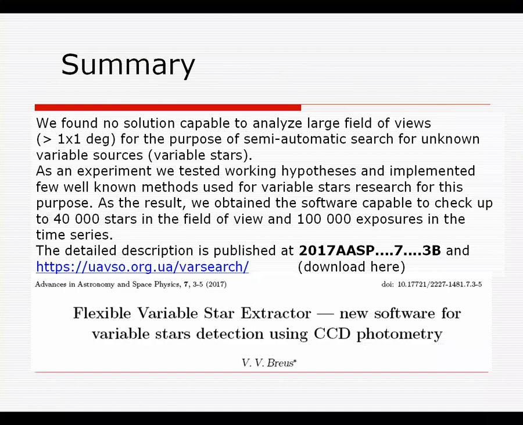And as an experiment, we tested working hypotheses and implemented some well-known methods used for research of variable stars for the purpose of the search of variable stars. As the result, we obtained the software capable to check up to 40,000 stars in the field of view and 100,000 exposures in the time series. The detailed description is published in the paper, the screenshot you can see, and the DOI code at the bottom of the slide. And here is the link to download the software, it's freeware.